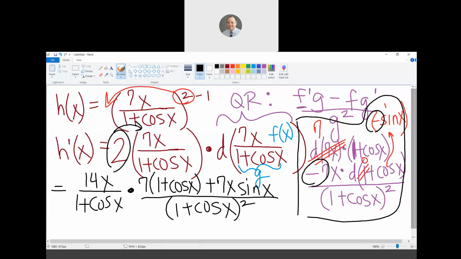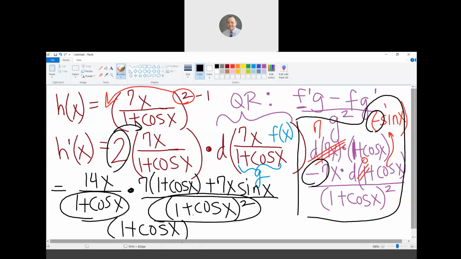Now, probably one last thing you could do, I don't mind that you leave everything in the numerator factored out, but if you wanted to combine the 1 plus cosine x's and just make that 1 plus cosine x cubed, I would accept either answer. If you left it separate like this, that's fine.